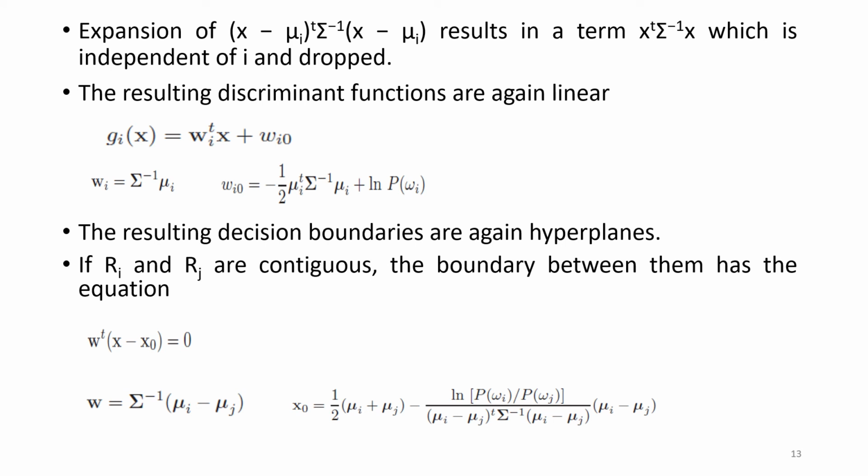Expansion of (x minus mu_i) transpose sigma inverse (x minus mu_i) results in a term x transpose sigma inverse x, which is independent of i and can be dropped. The resulting discriminant functions are again linear. g_i(x) equal to w_i transpose x plus w_i0. Since the discriminants are linear, the resulting decision boundaries are again hyperplanes. If R_i and R_j are contiguous, the boundary between them has the equation w transpose (x minus x0) equal to 0.